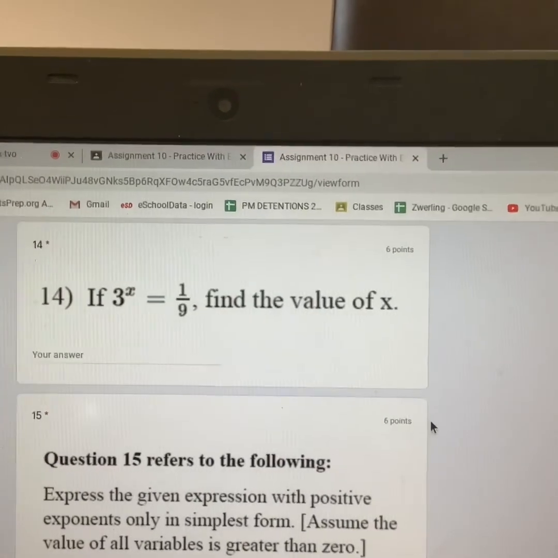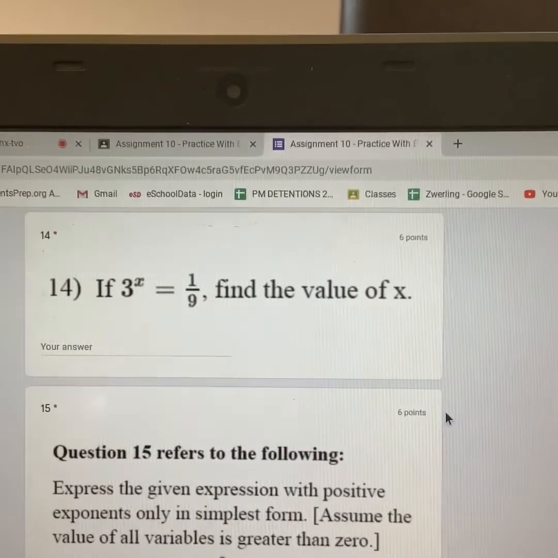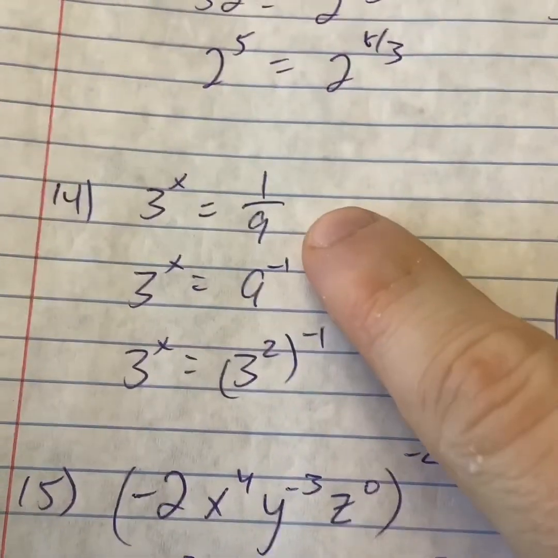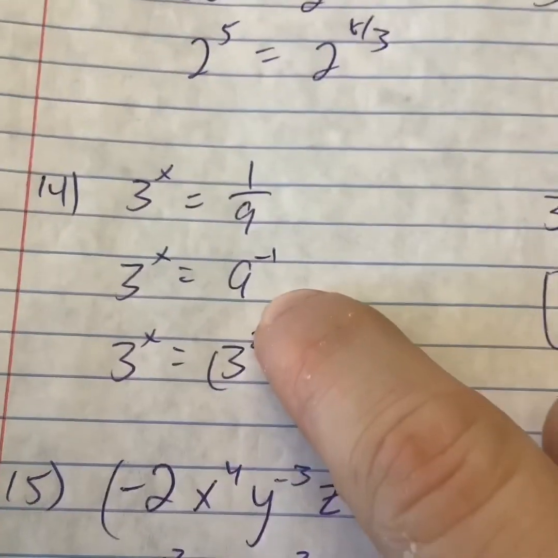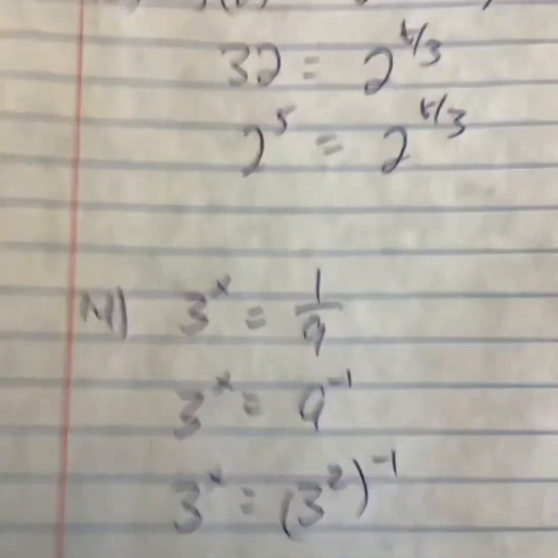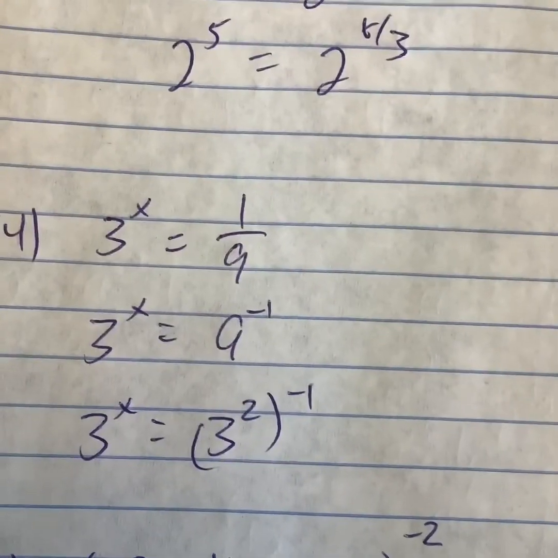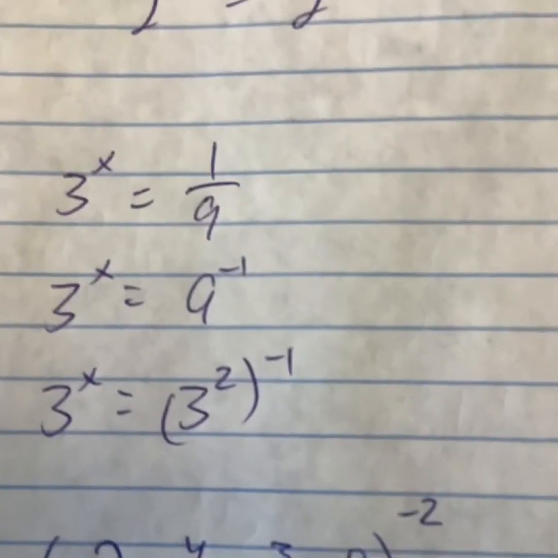Number 14, if 3 to the power of x equals 1 over 9, find the value of x. So we have to change that 1 over 9 into 9 to the negative 1 power using our negative exponent rule. And then we find common bases, because the variable's in the exponent, so this is an exponential equation.